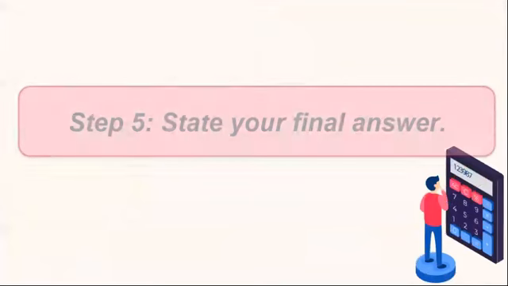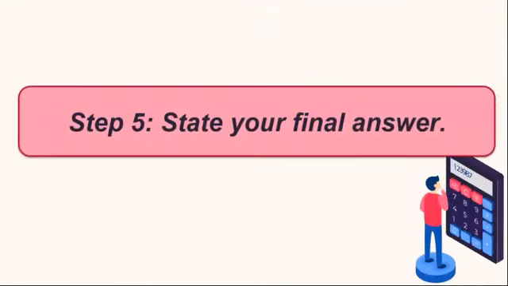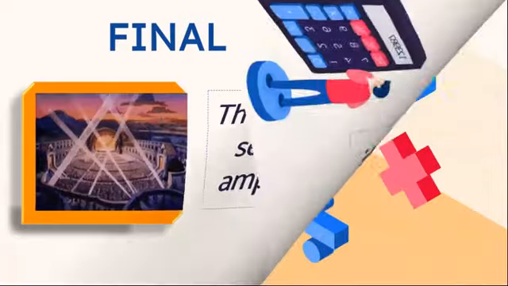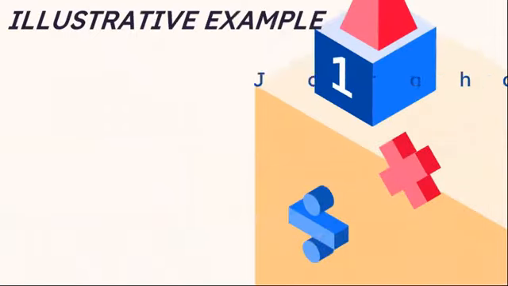For our last step, we are going to state our final answer. There are 3,950 seats in the amphitheater, or the seating capacity of the amphitheater is 3,950. So that is our second example. Let us proceed with our third example.